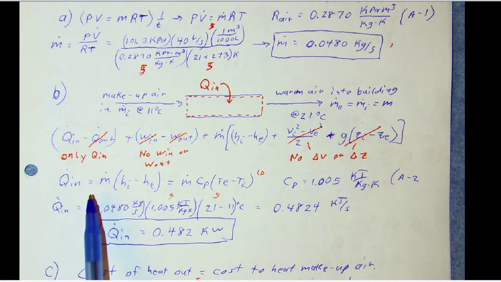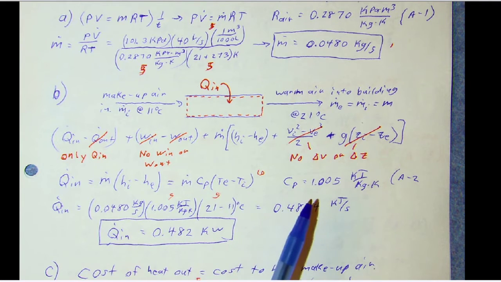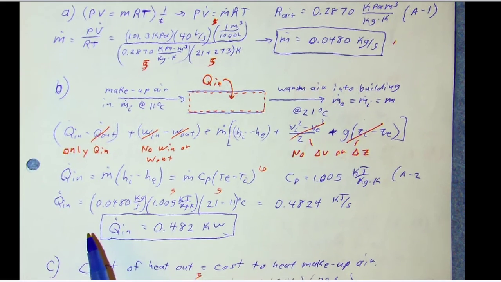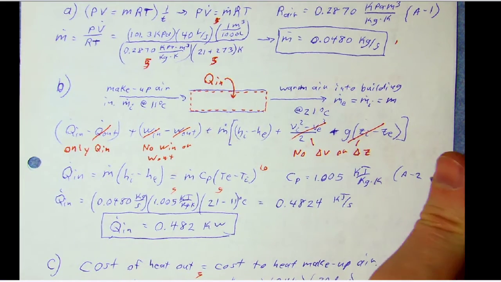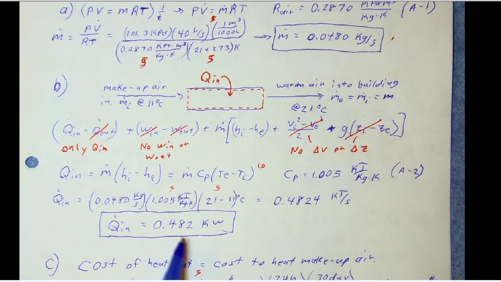Again, I think most people recognize this is the equation, right? Cp is 1.005 kilojoules per kilogram Kelvin, that comes from your appendix. And so you can calculate that, right? Recognizing that the heat into the air is 0.482 kilowatts.